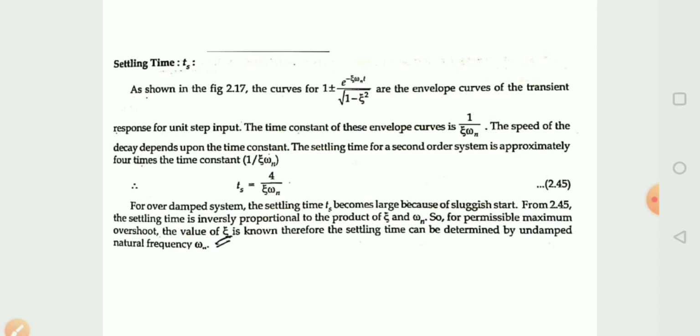So if we calculate the settling time, the settling time for the second order system is approximately 4 times the time constant, and we have the time constant T as 1 over zeta omega n. So here we multiply it by 4. So the settling time Ts is equal to 4 over zeta omega n.